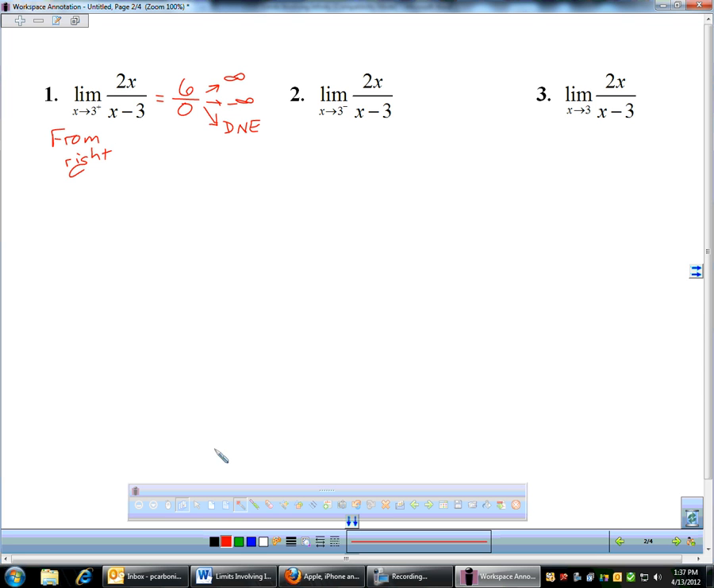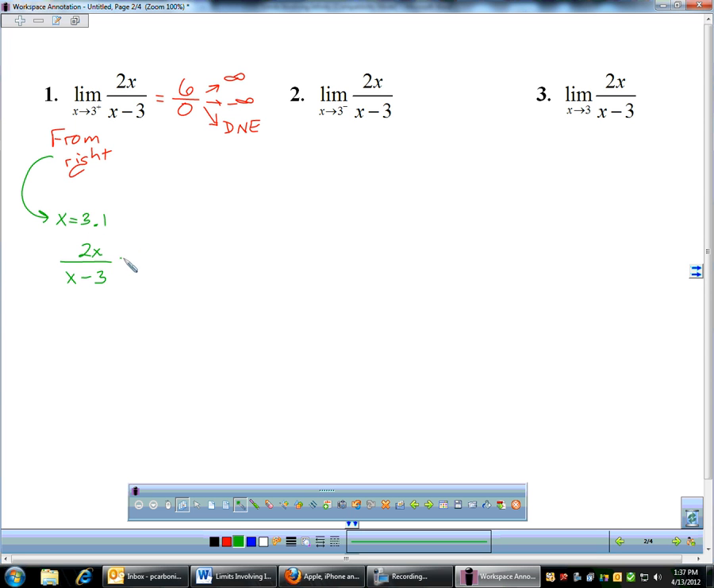When I think of numbers that are on the right side of 3, they would be numbers like 4, 5, 6, things like that. But I'm going to get really, really close to the right side of 3. I'm going to use something like 3.1. So 3.1 is on the right side of 3. I'm going to ignore these other ones. And what I'm going to do is take 3.1 and plug it into 2x over x minus 3.